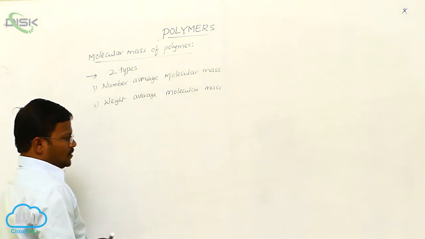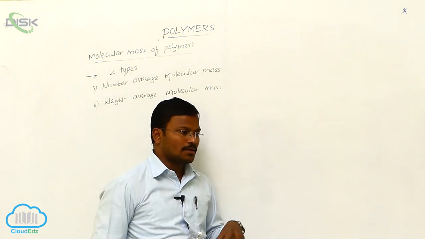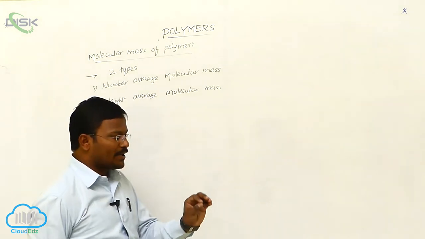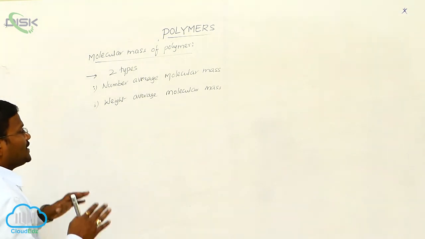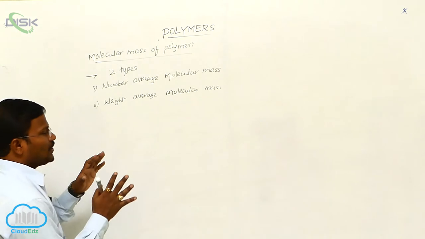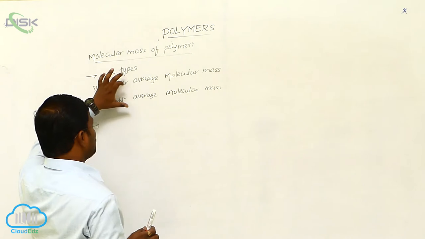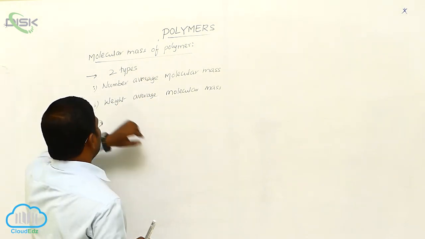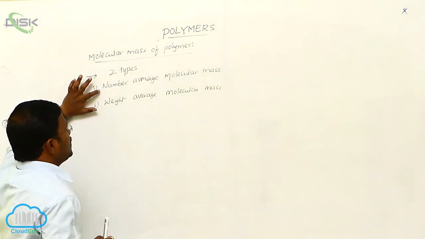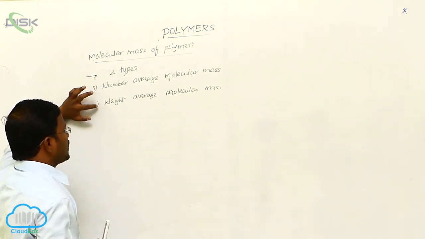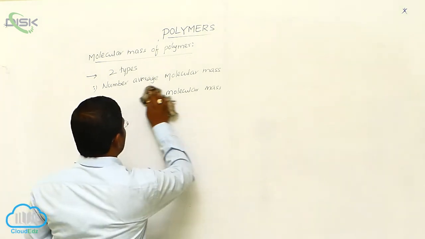Once again, the chain present in polymer may vary based on the number of monomers available during the preparation of such polymer. This is the reason why it is better to express the molecular mass of any polymer in average values. So the average value of mass of polymer is determined by two different methods: number average molecular mass and weight average molecular mass. Let us learn what is number average molecular mass.